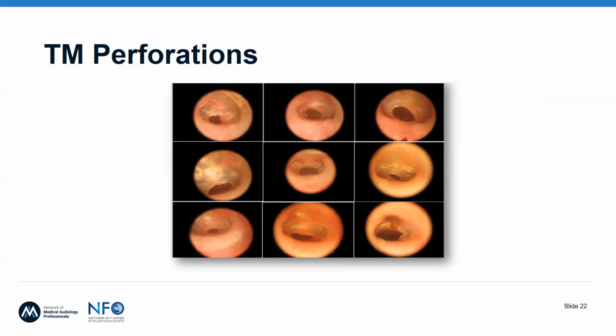Each of these examples does represent a perforation. Typically, these are central perforations. All of the ones in this example are central perforations, varying in size from maybe 15% of the tympanic membrane to as large as maybe 50% here in the bottom right corner.